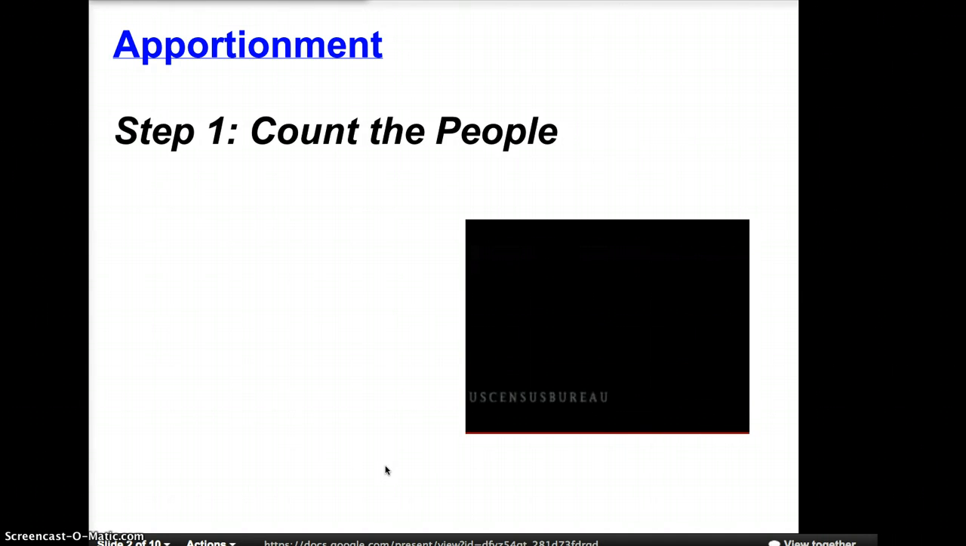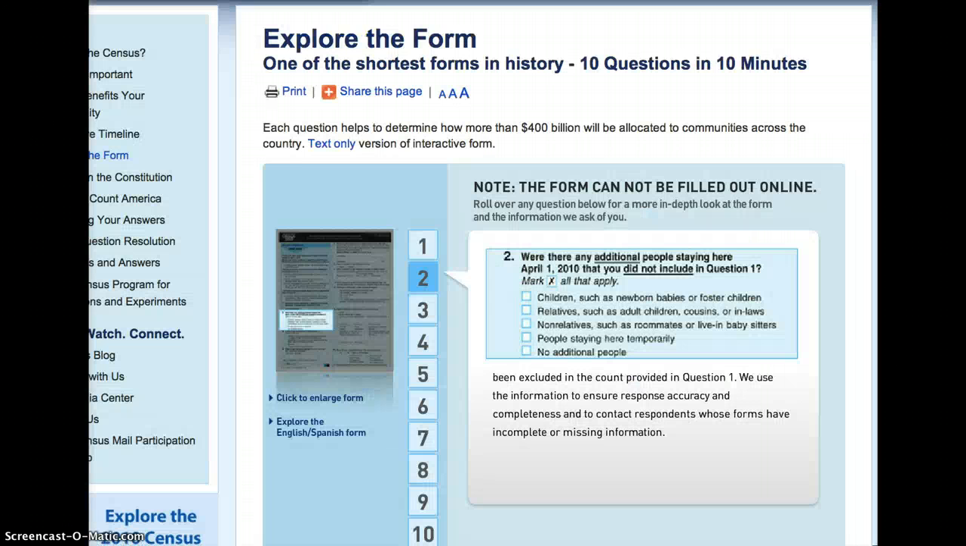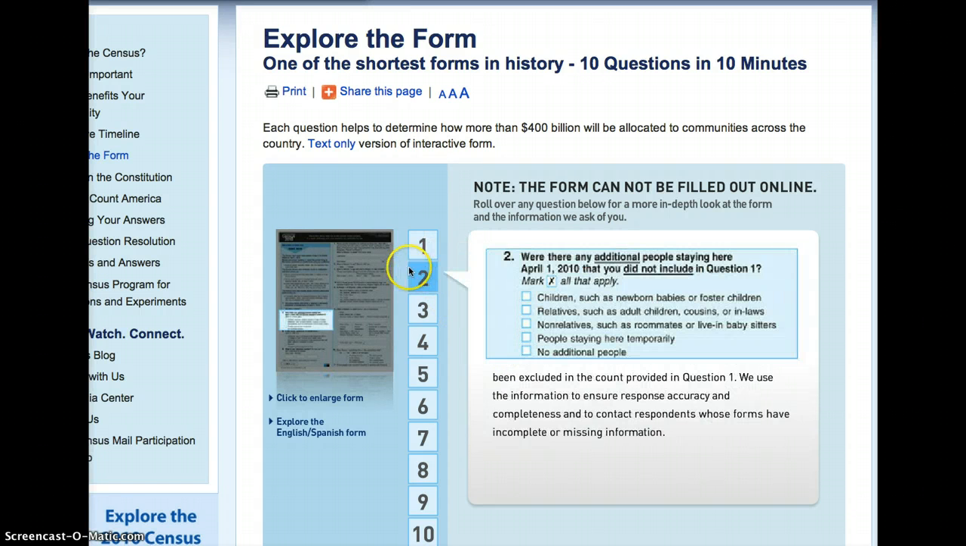2010 Census. So the United States government every 10 years sends out forms for everyone to fill out that help determine how a lot of things are going to be used. It's not just apportionment. We'll look at that in a minute. But the short form has 10 questions. The first question, as you can see here on the screen, is how many people were living or staying in this house or apartment or mobile home on April 1st of 2010. And it says so that they can get an accurate count of the people.